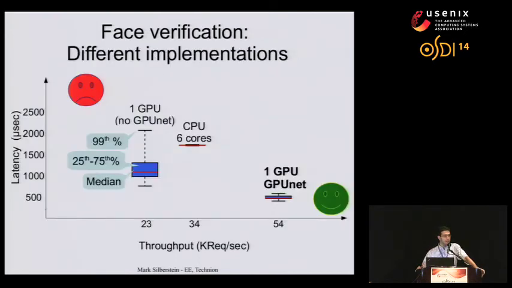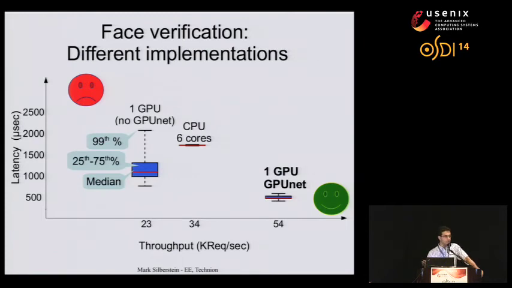So let's take a look at the actual performance results. This is the latency-throughput graph. On the x-axis, you can see throughput in thousands of requests per second. On the y-axis, it's latency in microseconds. So apparently, on the right-hand side and the bottom is where you want to be, because these are the best results with the highest throughput and lowest latency.